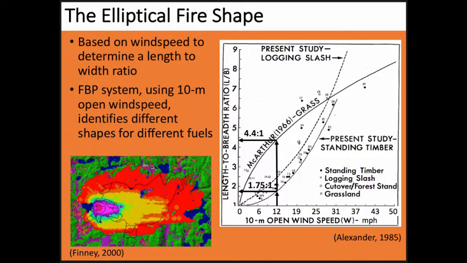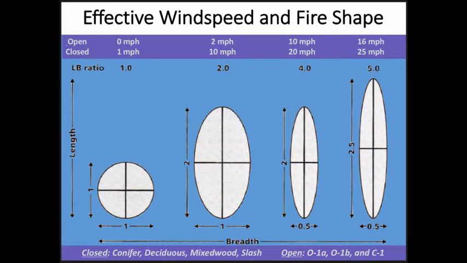Considering an example in grass, the same wind speed of 12 miles per hour would produce a ratio of 4.4 to 1, meaning that the fire would be estimated as more than 4 times longer than it is wide. As shown here, observing and forecasting effective wind speed can be a very important skill. Remember that the effective wind speed is the combined effects of wind and slope. You can review these concepts in the lesson entitled Wind, Slope, and ISI.